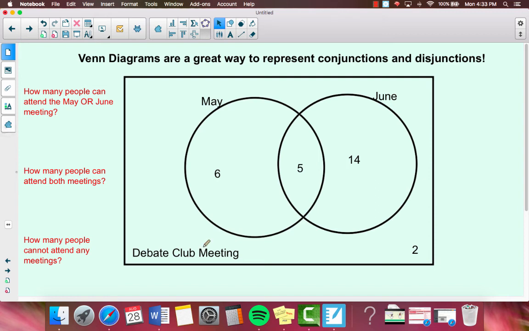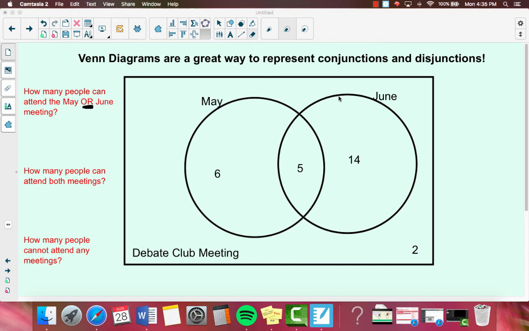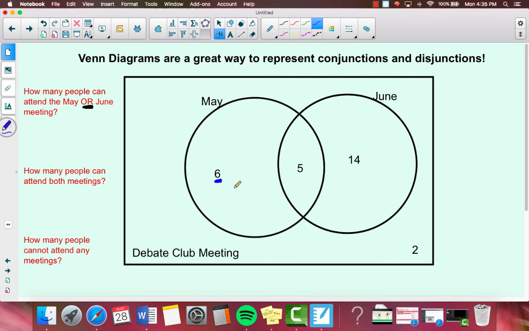So this first question says, how many people can attend the May or June meeting? When we're looking at our Venn diagram, we want to look at any of the numbers that would be involved in May or June. So we've got 3 different numbers here. We've got 6 people who were in May. We had 14 people who were in June. And then we also had the people in the middle who could go to both.